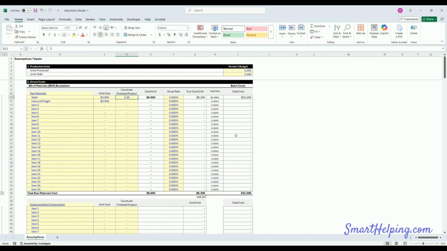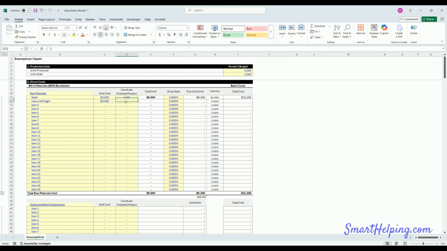Here, if it's a 5% scrap rate, it's actually costing you $6.30 a unit, because you're paying for that extra little bit. Now if it's a 0% scrap rate, that means whatever you're paying for here is exactly what you need for a given unit.